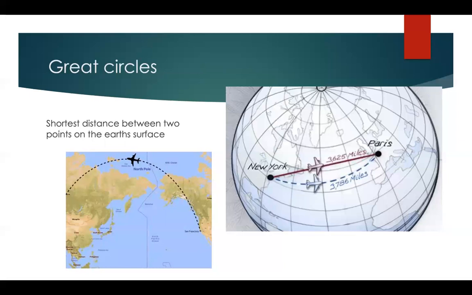Finally, let's quickly talk about great circles. These are the shortest distance between two points on the Earth's surface. This is why when you fly to Asia from the west coast of the United States, you go almost over the North Pole. This is actually the shortest line. It just doesn't look like that because of the projection, which is what we'll get to in the next video.